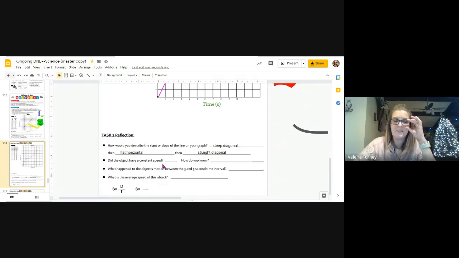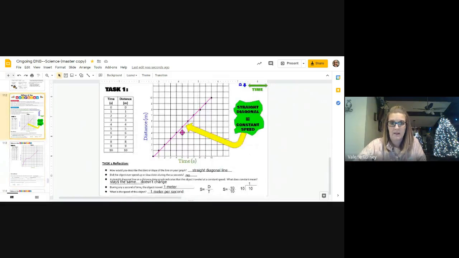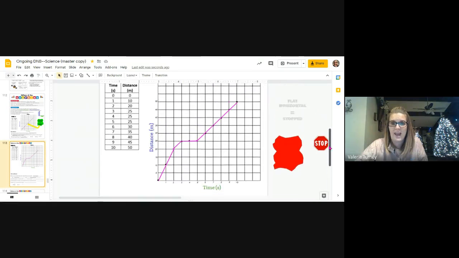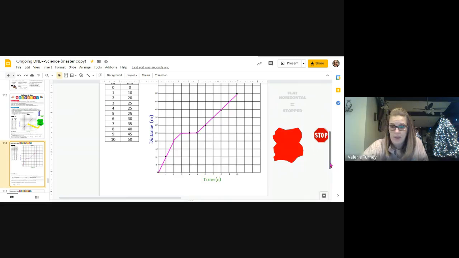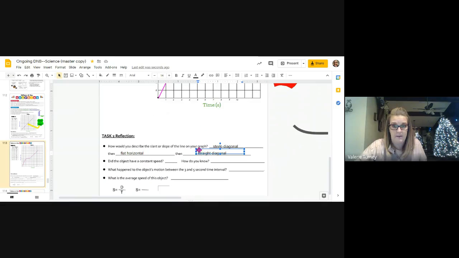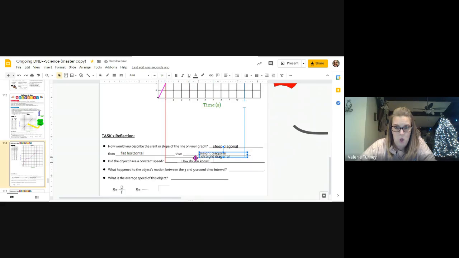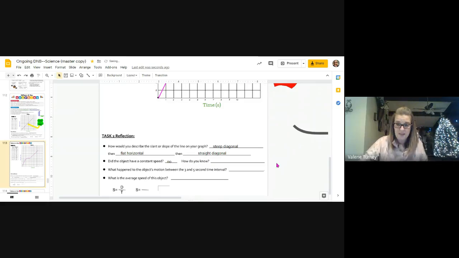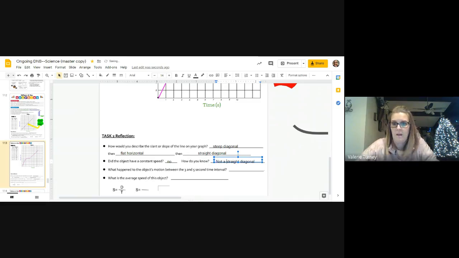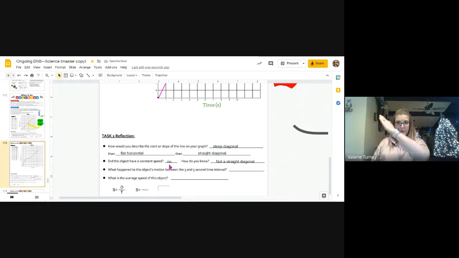Did the object have a constant speed? When we talked about constant speed, like with the straight diagonal from beginning to end, does this one have that straight diagonal from the beginning to the end? No, it does not. Our answer is no. The reason you know it doesn't have a constant speed is because it's not a straight diagonal. It doesn't have that perfect straight diagonal line from the beginning all the way to the end. It does some weird wonky things. So I'm going to duplicate this so I can put: the reason we know it's not a constant speed is because it's not a straight diagonal line.